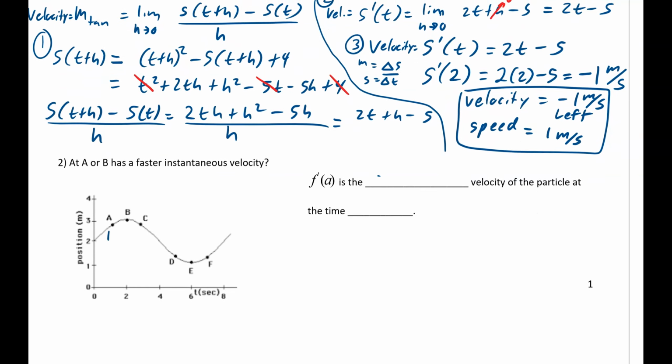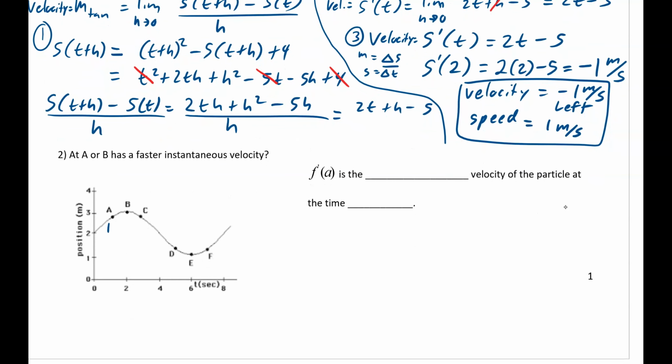Okay, so one more question here, just to see if you understand what's going on. What we have here is 2 points, A and B, and we want to know, is our particle going faster at A or at B? If you want to see which one has a faster instantaneous velocity, all you have to do is look at the slope of that line.